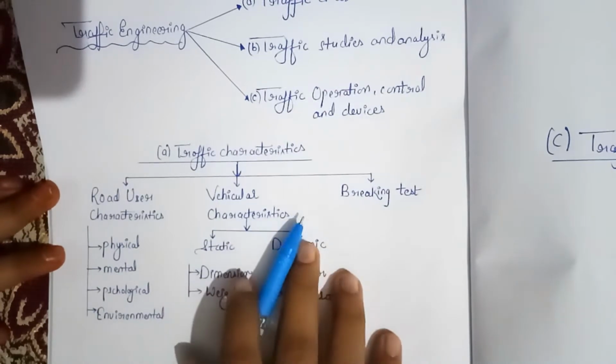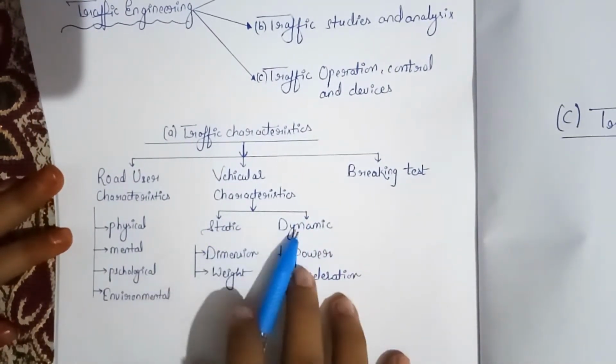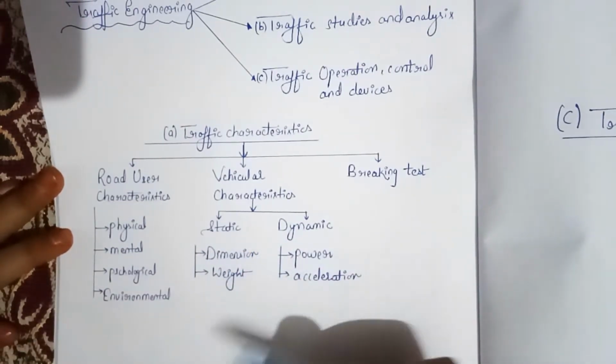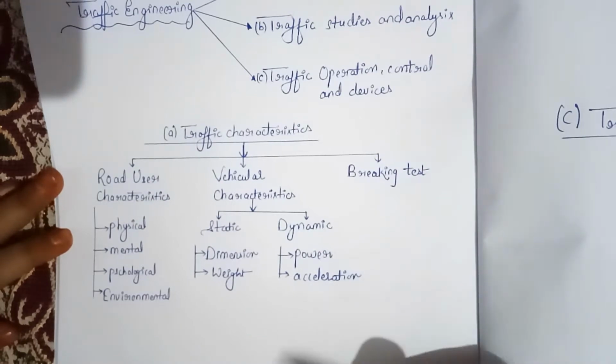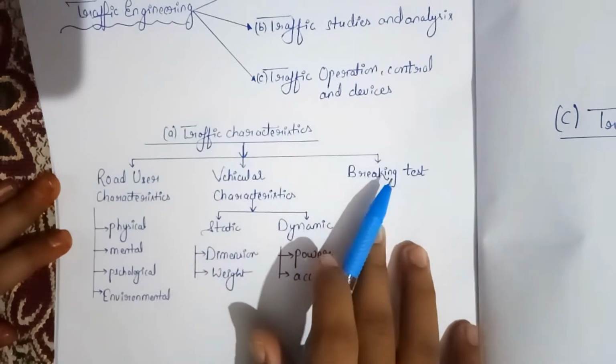The vehicular characteristic is again divided into the static and the dynamic characteristics. In the static we will see the dimension and the weight. In the dynamic we will study about the power and acceleration of the vehicle. Okay, so next we will see about the braking test.